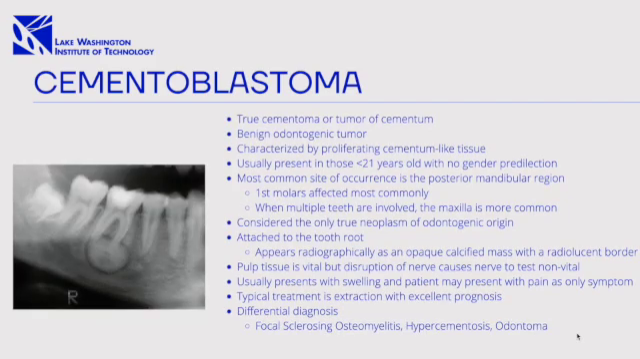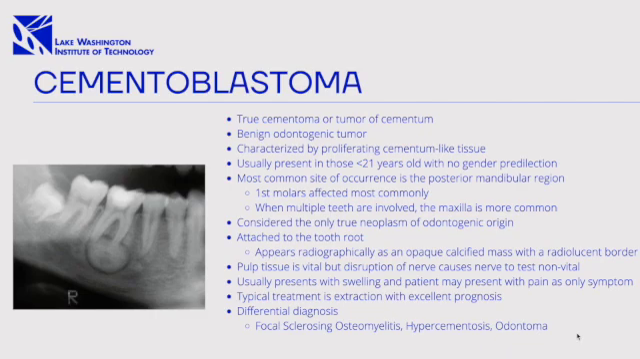Cementoblastoma, also called a true cementoma and a true tumor of cementum, is a benign odontogenic tumor. It is characterized by proliferating cementum-like tissue. Cementoblastomas usually present in those under 21 with no gender predilection. Although rare, there are reports of cementoblastomas in children under 8. The most common site of occurrence is the posterior mandibular region, with first molars most commonly affected.